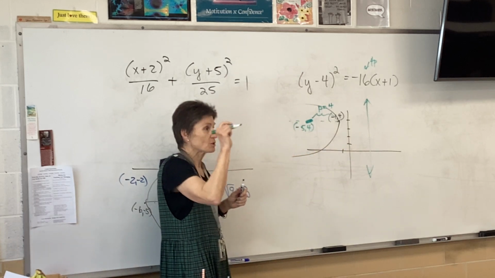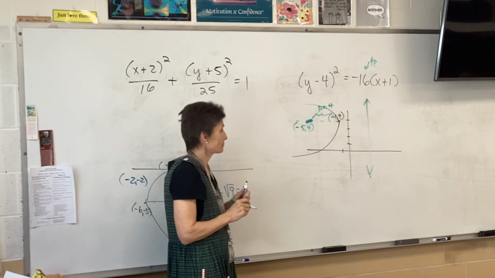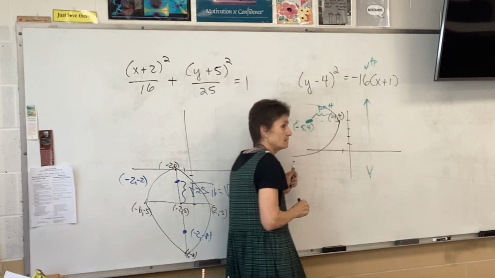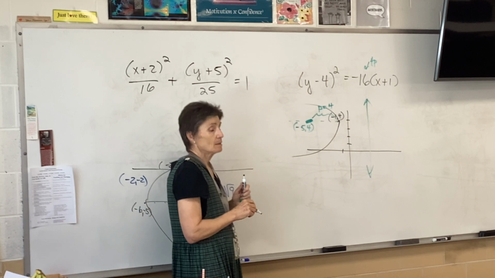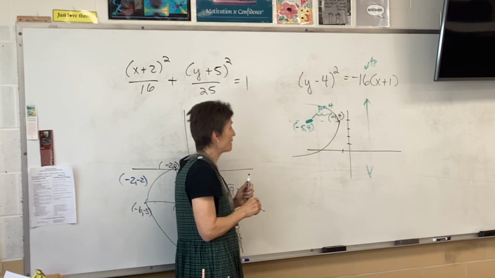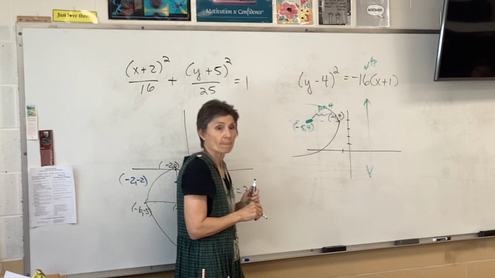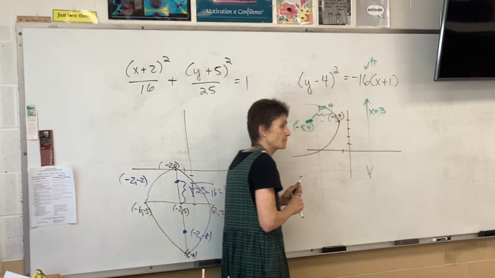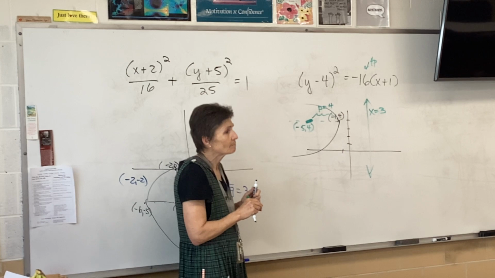Kids, you have graph paper, just count it. Now I'm gonna go ahead 4. So where am I if I go ahead 4? X equals 3. X equals 3.